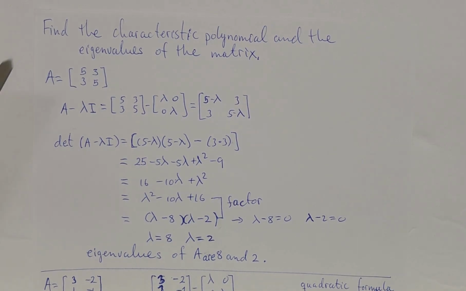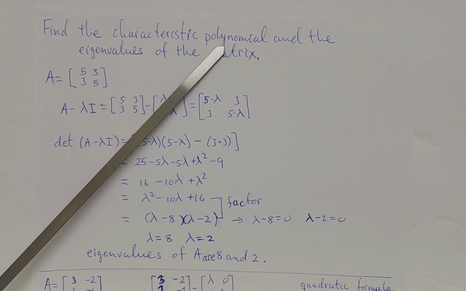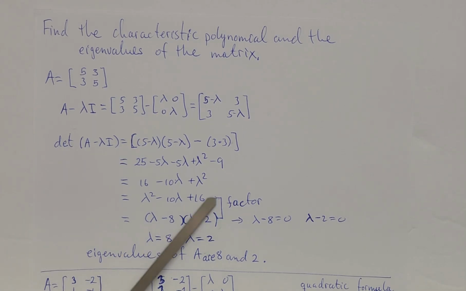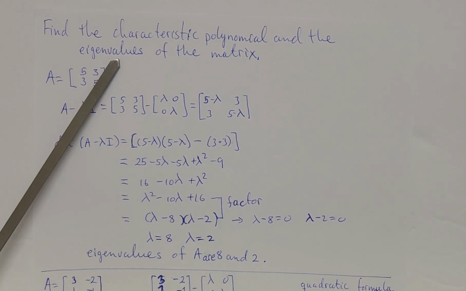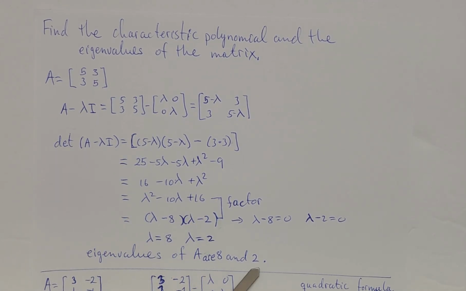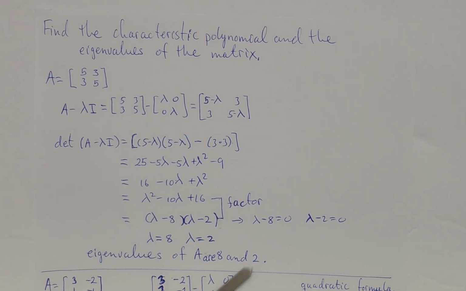So they're asking us for the characteristic polynomial, which is this right here, and the eigenvalue, which is this right here. One more time, this right here is the characteristic polynomial. This is our lambda. So the objective of this lesson is to find the eigenvalue, which is your lambda.